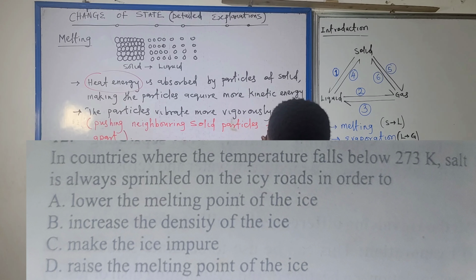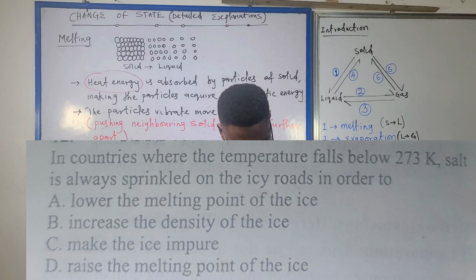Look at it. Salt is always sprinkled on the icy road in order to lower the melting point of ice, increase the density of ice, make the ice impure, or raise the melting point of ice. No, the correct option there is A.